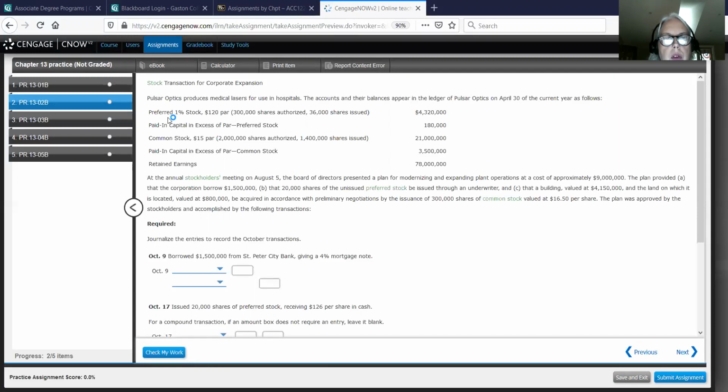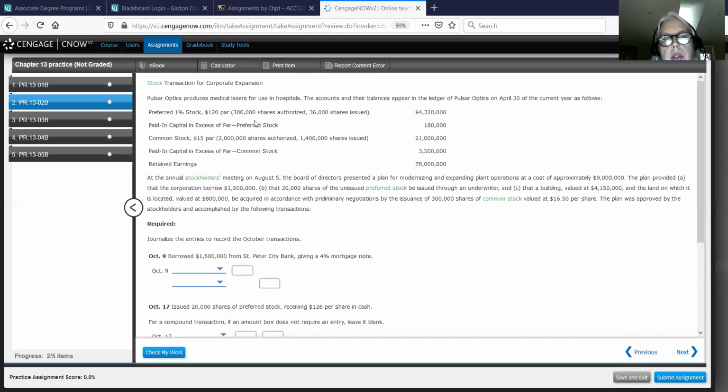This preferred stock has a dividend rate of 1%. It has a par value of $120. And again, a par value is just the amount that's written on the stock. It really does not have anything to do with market value of the stock. It's just the amount that's printed on the stock.